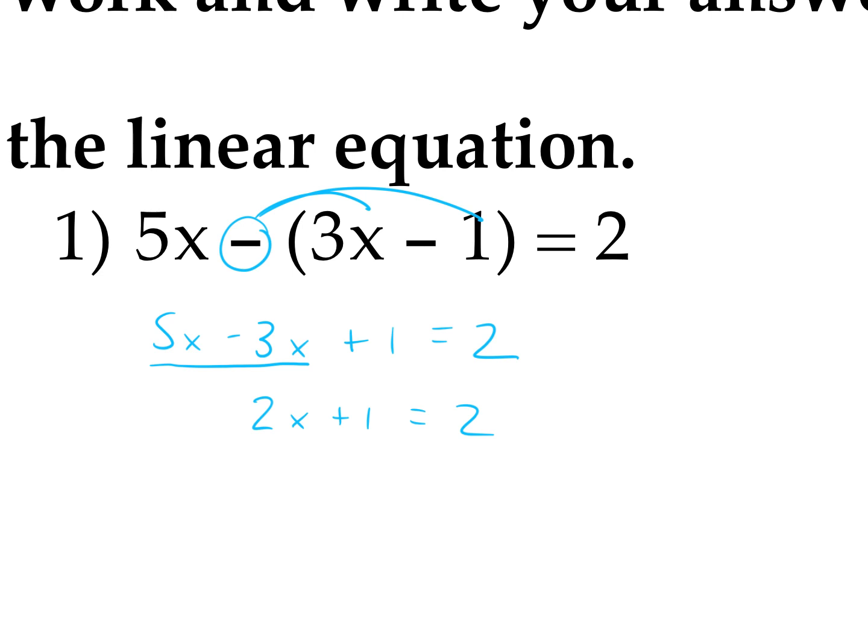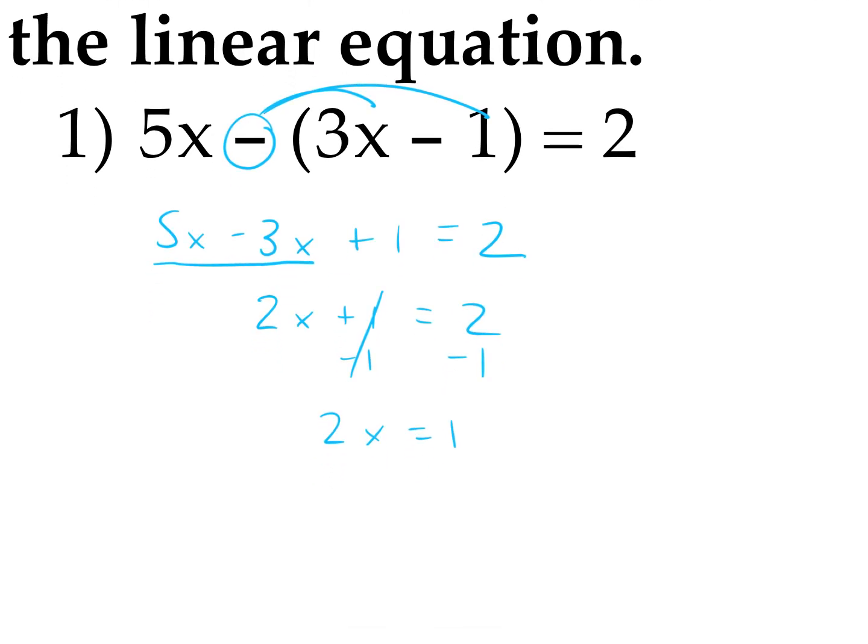What should I do next? Subtract the 1. 2x is equal to 1. Jasmine, what do I do next? Divide by 2. So x is equal to 1/2.